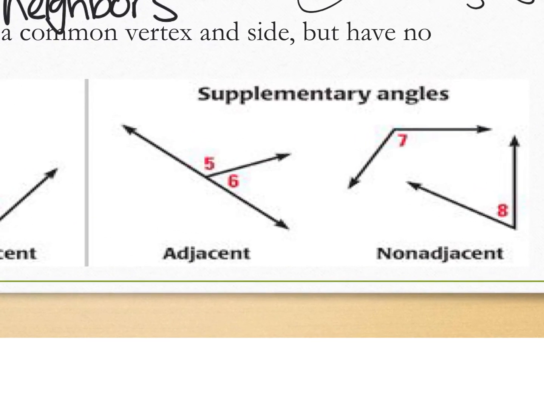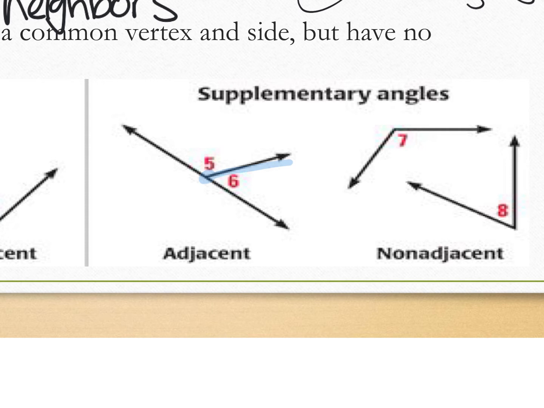Same thing over here. 5 and 6, guys. They're supplementary, which means they add up to 180. Are they next to each other? Yeah. They're neighbors, right? They share a side. They share a vertex. Are any of their interior points going to overlap? No, so they're adjacent.